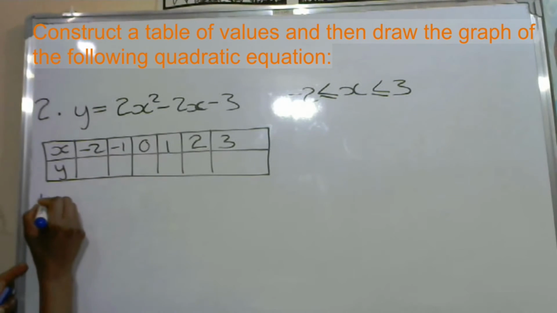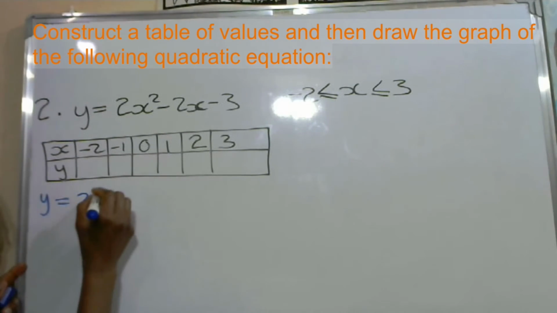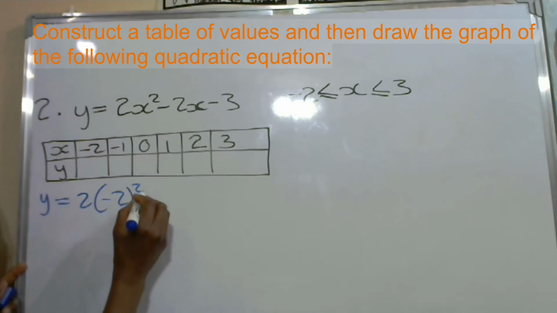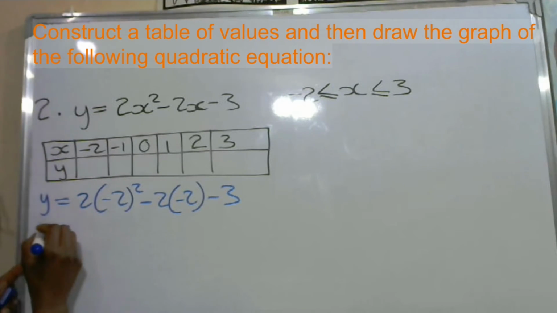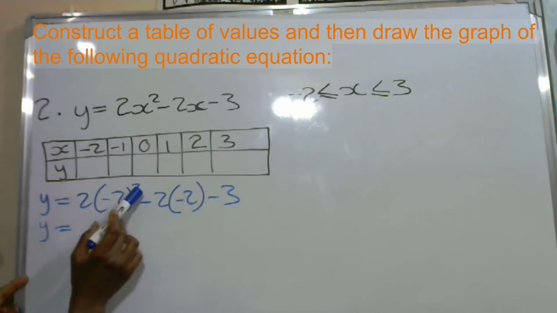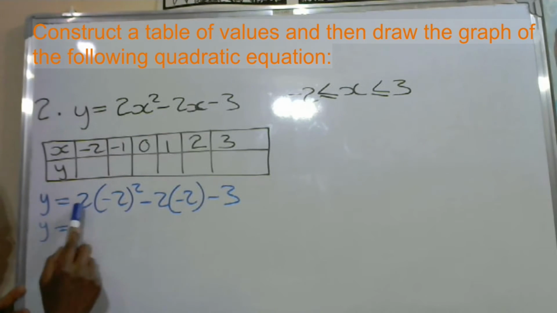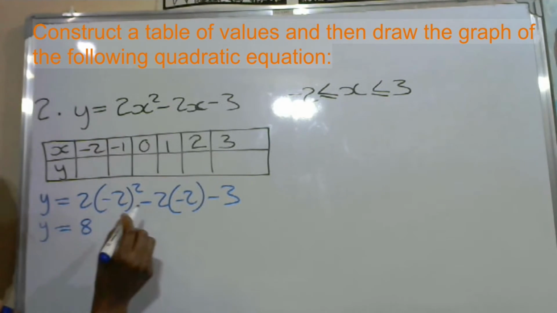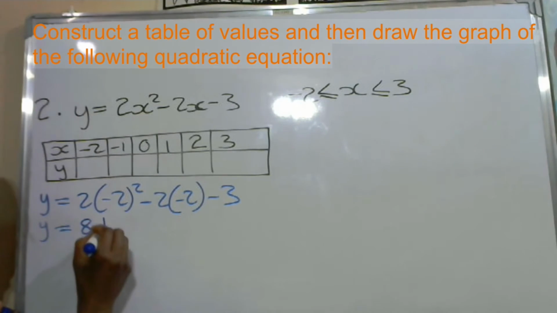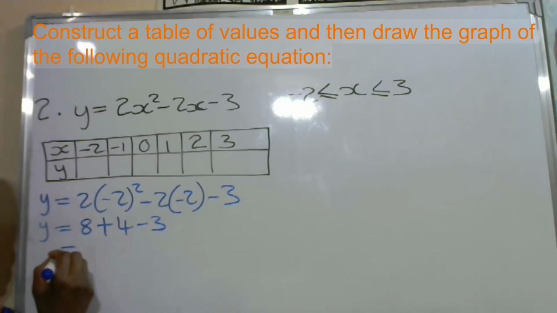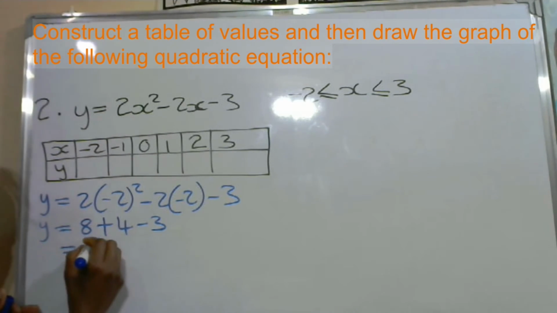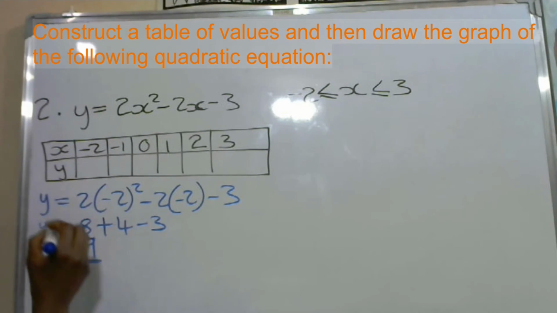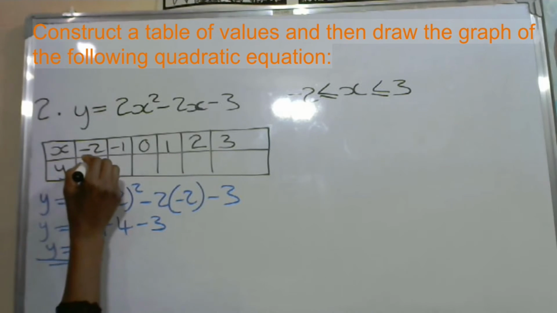So let's see the value of y when our x is a negative 2. So this would be 2 times negative 2 squared minus 2 times negative 2 minus 3. Negative 2 squared gives us a positive 4. So 4 times 2, we get our 8. And then negative 2 times a negative 2 gives us a positive 4, minus 3. So 12 minus 3 will be equal to 9. So our y value there is a 9. So put our 9 there.